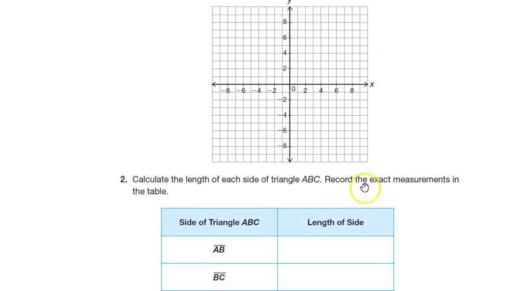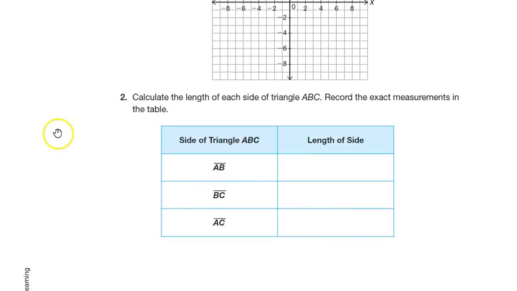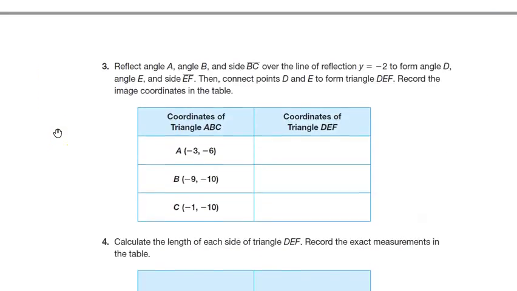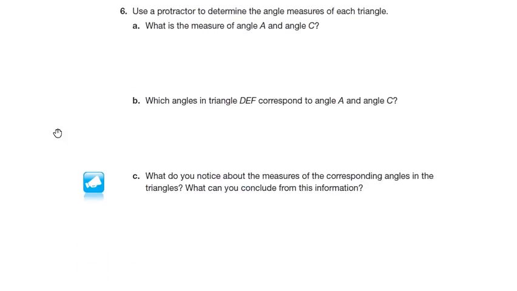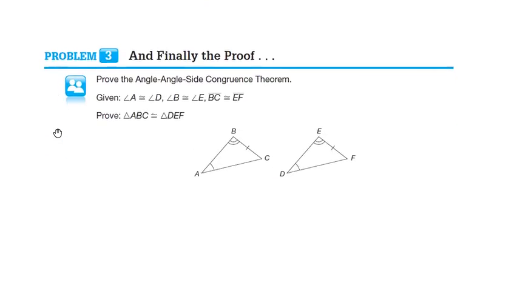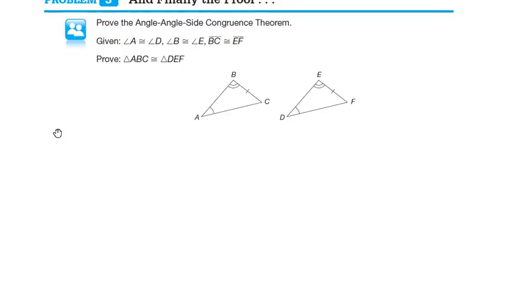So now you're just going to plot the points and do the measurements. This is the same stuff that we've been doing in the other ones. Write down the coordinates after transforming it, write down the lengths, and determine that these triangles are congruent, and finally the proof. And here I would do exactly like we did in the last one.